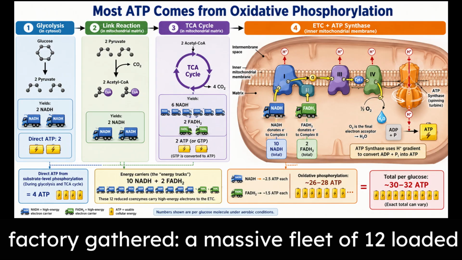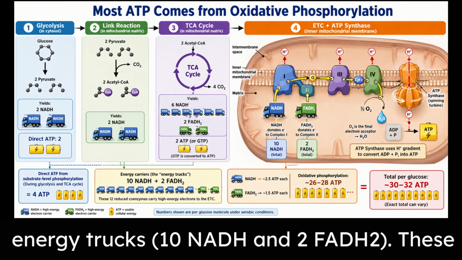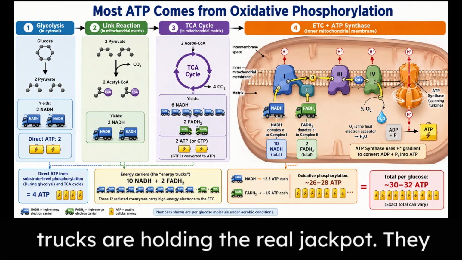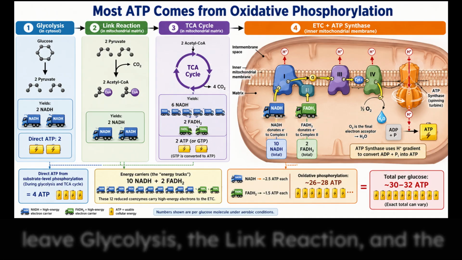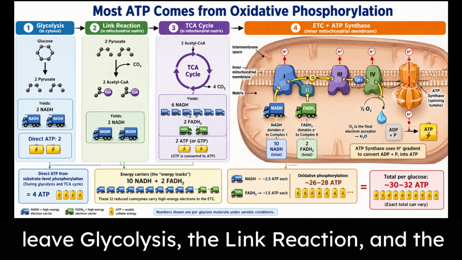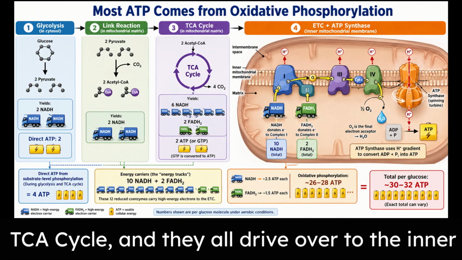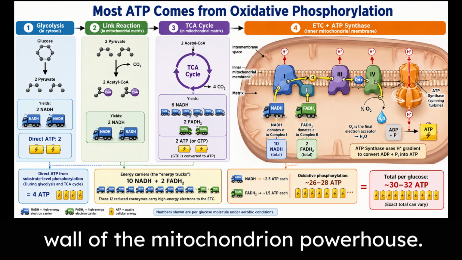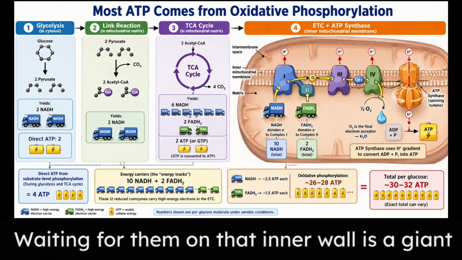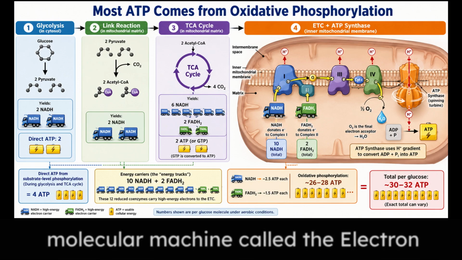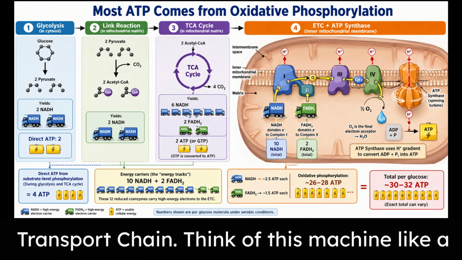A massive fleet of 12 loaded energy trucks, 10 NADH and 2 FADH2. These trucks are holding the real jackpot. They leave glycolysis, the link reaction, and the TCA cycle, and they all drive over to the inner wall of the mitochondrion powerhouse. Waiting for them on that inner wall is a giant molecular machine called the electron transport chain.